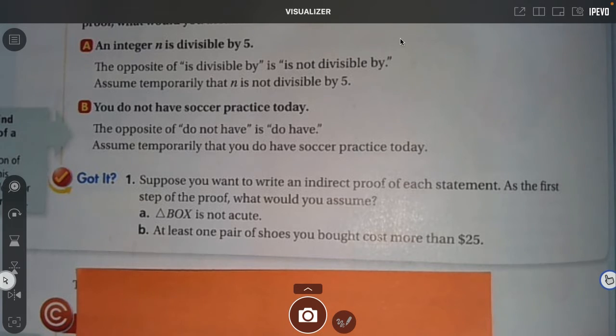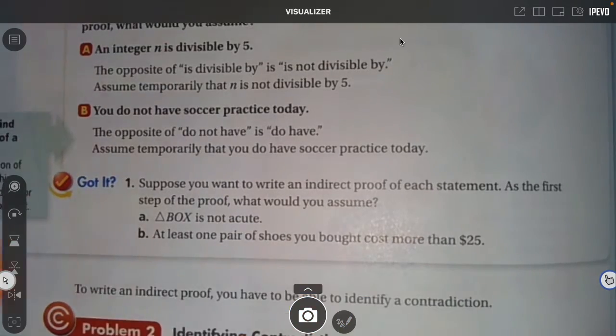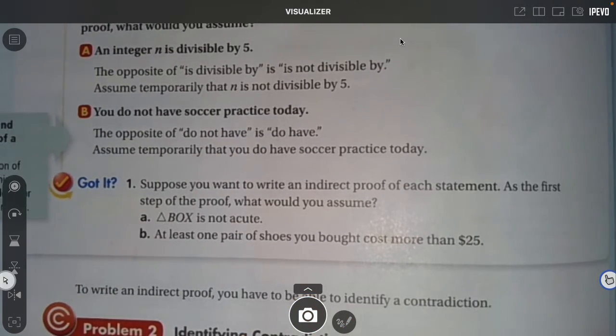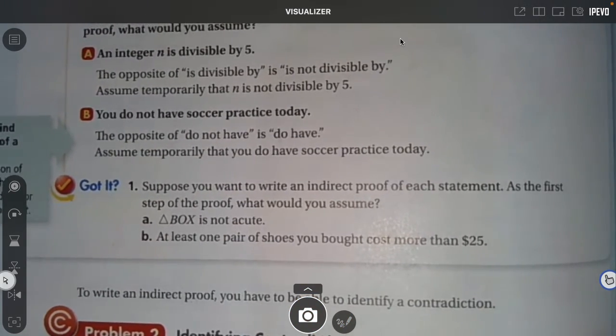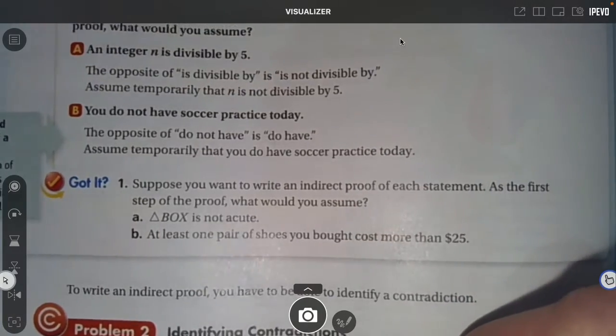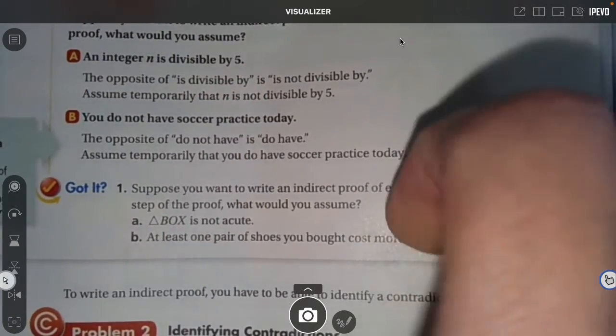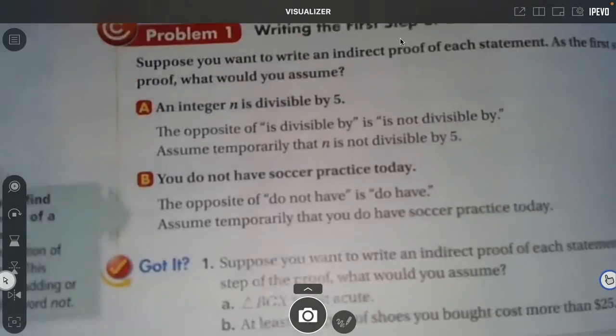All right. That's the first part of today. Then it goes into writing. Okay. Then we're going to go into a contradiction. I'm going to cover this up so we don't see it. There you go. What does it mean to contradict something?